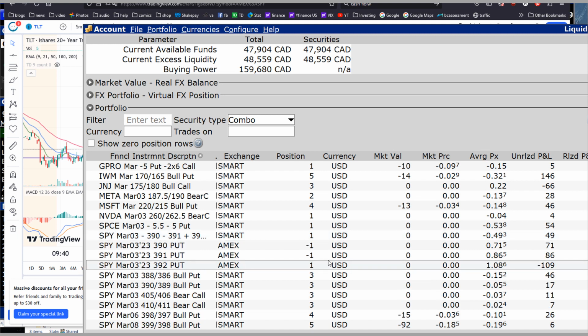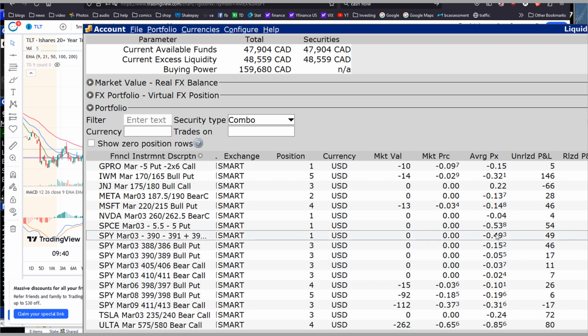So my 392 long put that I paid 1.08 expired out of the money because SPY finished at 404. But what that also means is that these puts that I sold at 390 and 391 expired out of the money as well. And since overall I made more premiums from these two than I paid with this one option, I gained a net of 49, and this unrealized profit of 49 will become realized.